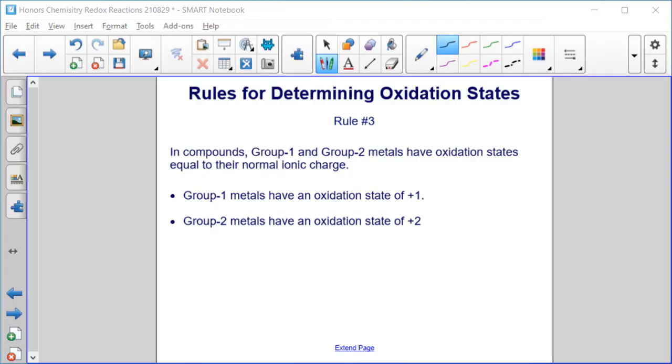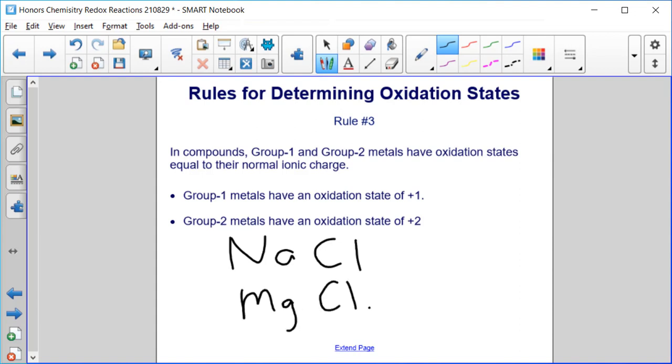Rule number 3 for determining oxidation states. In compounds, group 1 and group 2 metals have oxidation states equal to their normal ionic charge. Group 1 metals have an oxidation state of +1, and group 2 metals have an oxidation state of +2. So, as an example, this sodium has an oxidation state of +1 in this compound, and this magnesium has an oxidation state of +2.